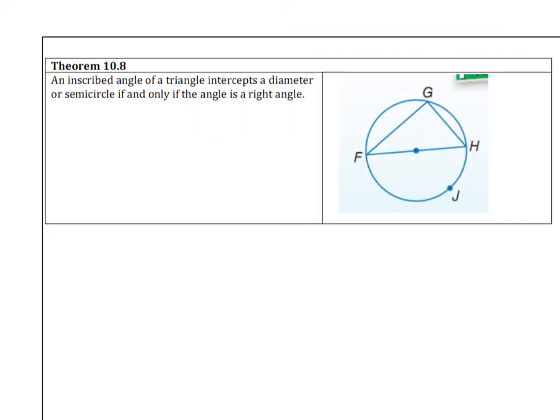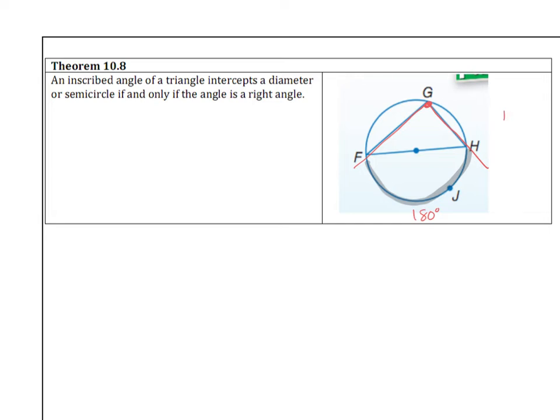An inscribed angle of a triangle intercepts a diameter or a semicircle if and only if the angle is a right angle. Let's think about angle G. Do you notice angle G is an inscribed angle? Its vertex is on the circle. Look at what it opens up to. The arc that it opens up to right here is a semicircle. And semicircles are 180 degrees.